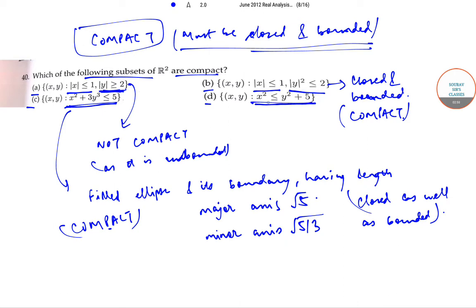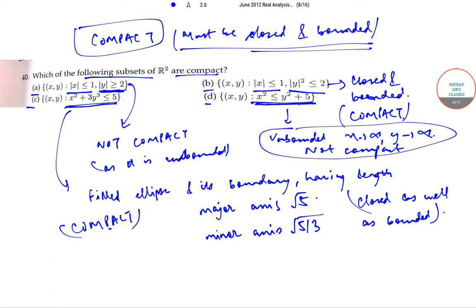And option D, this is clearly unbounded, as say when x tends to infinity, y also tends to infinity. Thus, it is not compact. So only B and C are compact. Therefore, B, C are the correct options.